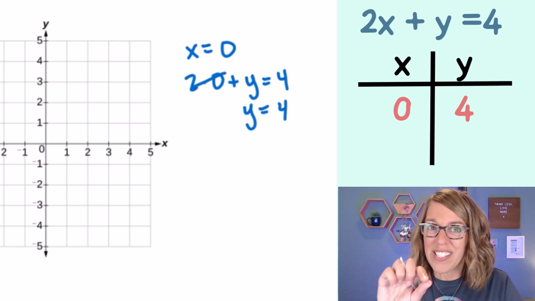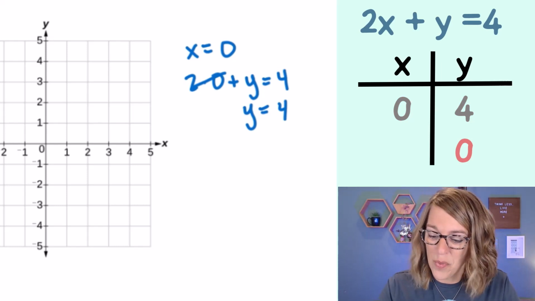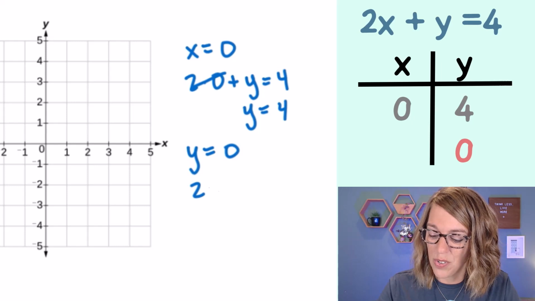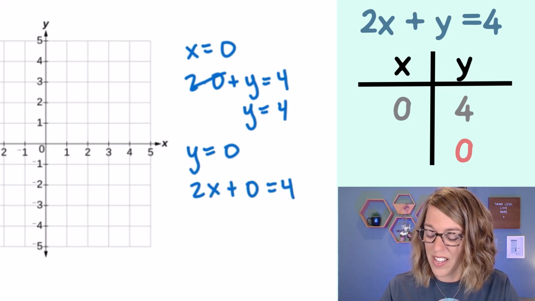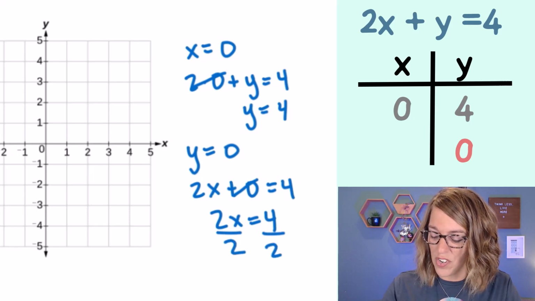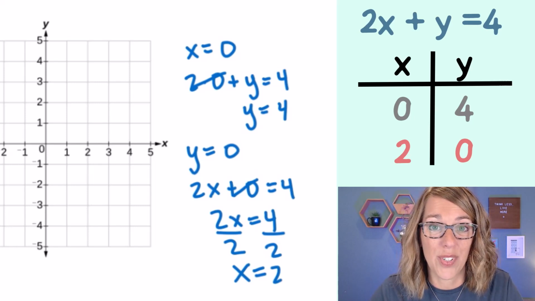I can do the very same thing, but this time let's let y equal 0. When I let y equal 0, I'm going to go ahead and plug this in. So I get 2 times x plus 0 equals 4. I'm going to solve this mini equation. I've got 2x is equal to 4. Divide both sides by 2, or you can do this just by looking at it, and I get for that value x is equal to 2.